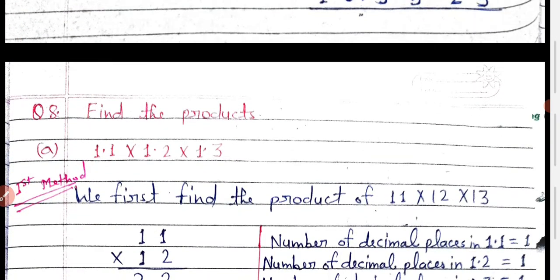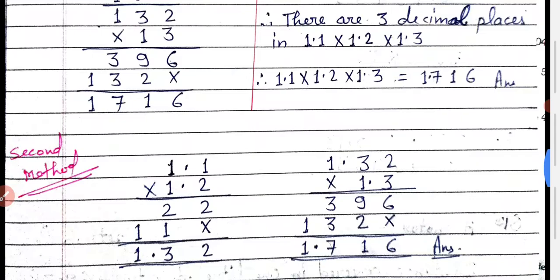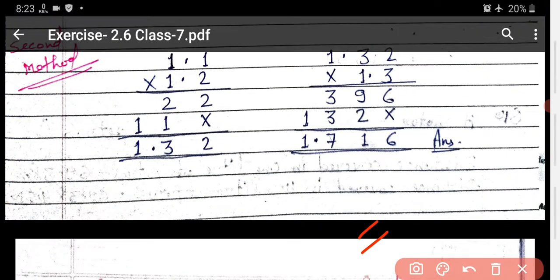Now come on, question number 8. Find the product: 1.1 multiply 1.2 multiply 1.3. Okay, just look at the second method. It is very easy. First you have to multiply 1.1 into 1.2. What will you get here?